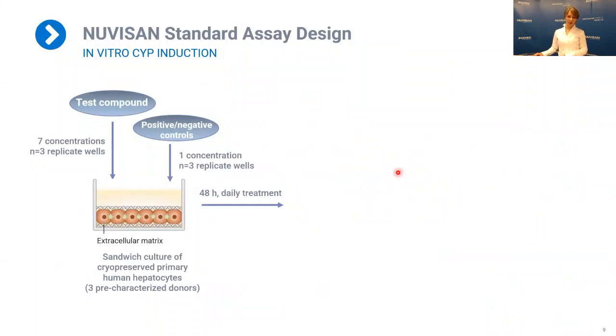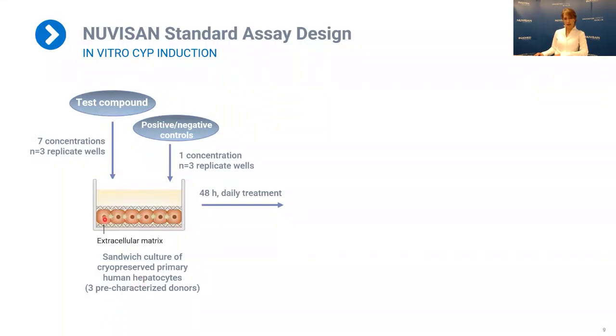How can you now measure SUB-induction? You would usually start in drug development to measure SUB-induction with an in vitro assay, and the gold standard cellular model are primary human hepatocytes. We use 3 single donors, and we pre-characterize our donors regarding their inductive responses.